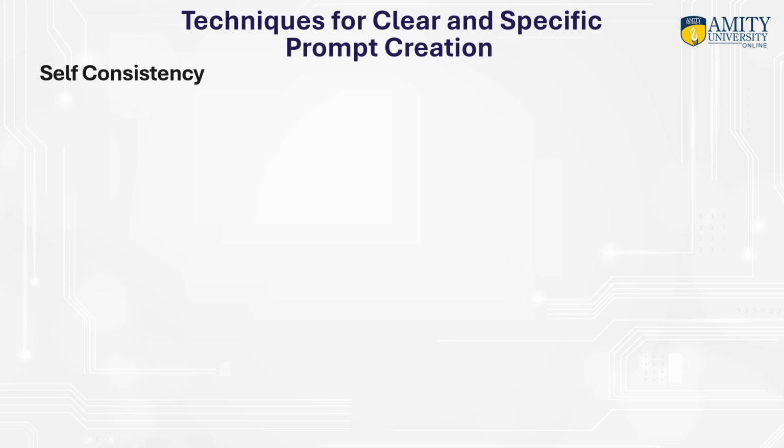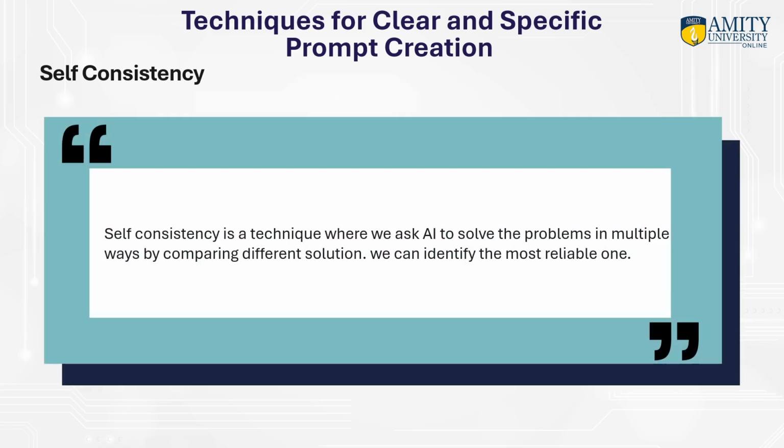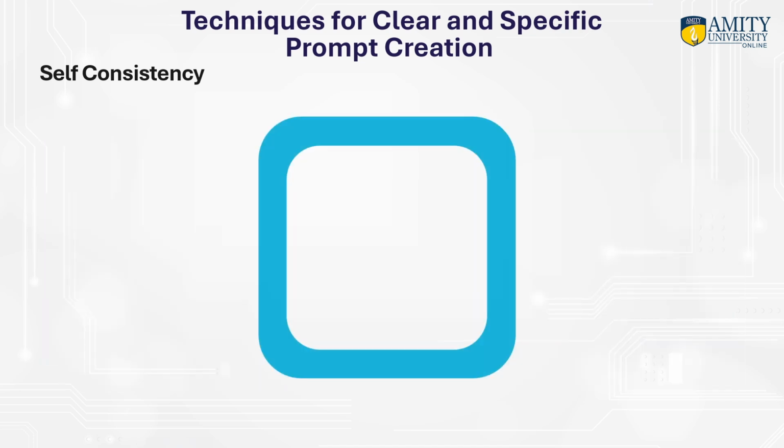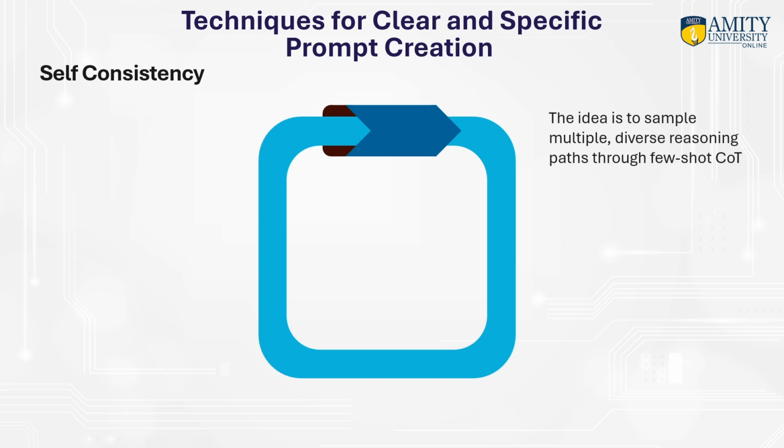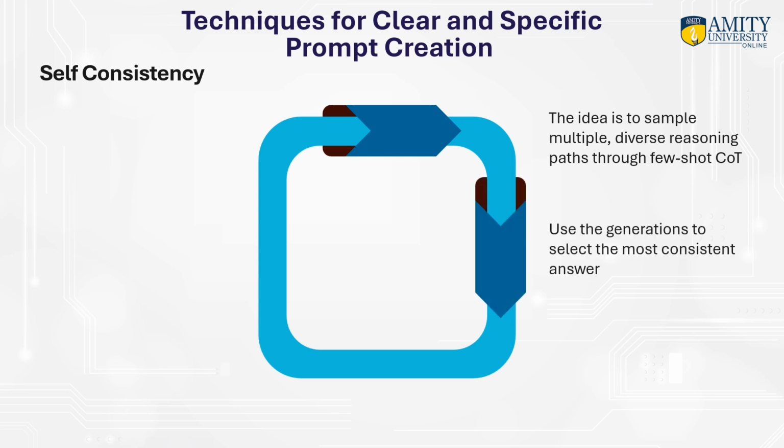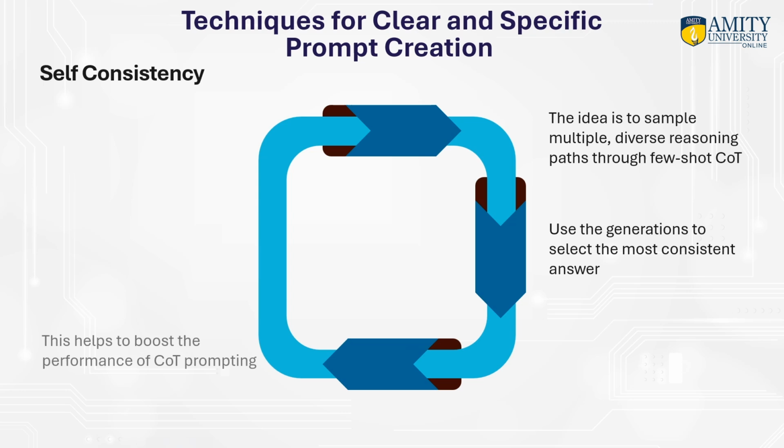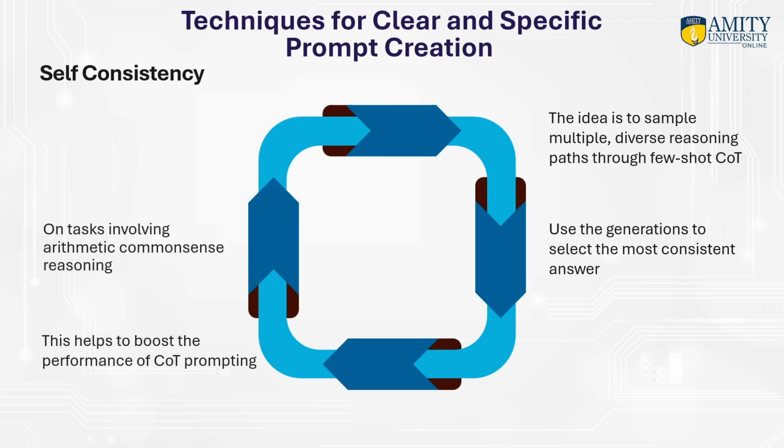Now, what is self-consistency? Self-consistency is a technique where we ask our AI to solve the problem in multiple ways. By comparing different solutions, we can identify the most reliable one. Okay, now try to understand this. It is the idea to sample multiple and diverse reasoning paths through few-shot COT and use the generations to select the most consistent answer. This helps to boost the performance of your COT prompting on tasks involving arithmetic or common sense reasoning.